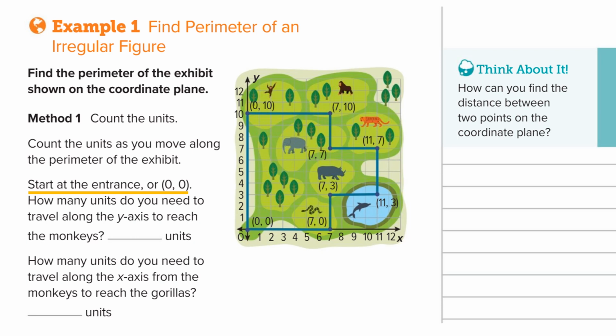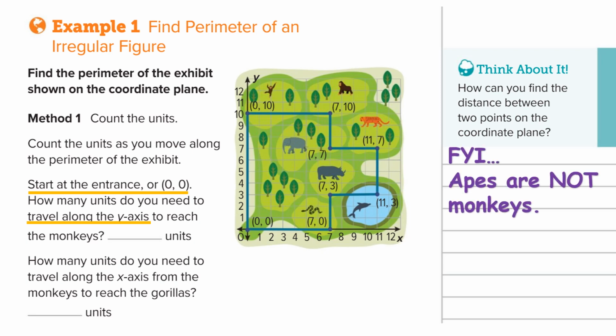How many units do you need to travel along the y-axis? That's the point that I missed the first time I did my slide. Right? So along the y-axis to reach the monkeys. Once again, monkeys are not apes, apes are not monkeys. So I'm looking at the monkeys, which are straight up above. Going along the y-axis means I'm going to go from 0, 0, and I'm going to go straight up. So if I count all of those boxes, I end up with 10. I would know that because it shows me that it's on the line 10, right?